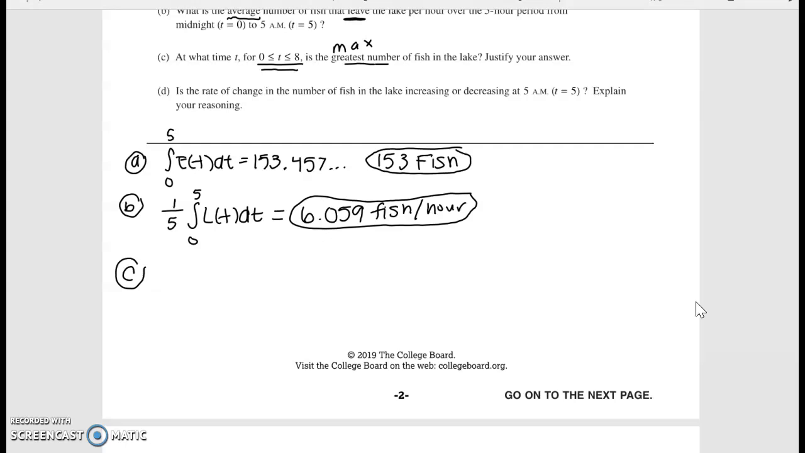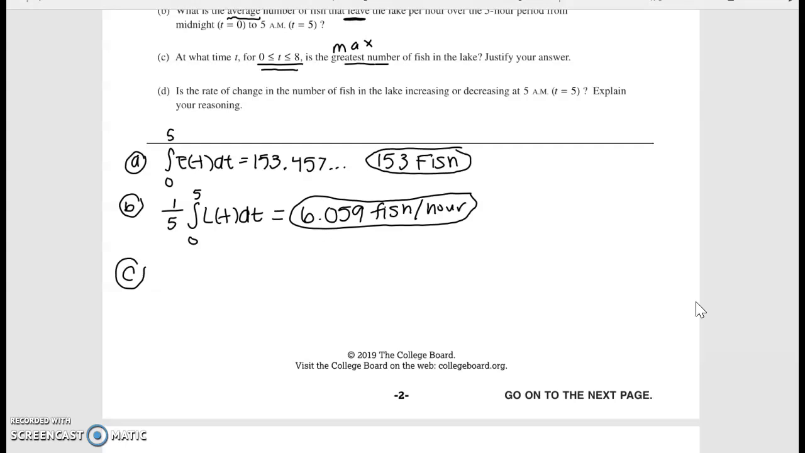Now, the number of fish in the lake at any time T is going to be the amount of fish entering minus the amount of fish leaving. But we know when we want to find maximums and minimums, we're looking at the derivative. E and L are already derivative functions because they're already rates of change. So we have the derivative. All we have to do is set the derivative equal to 0 and make my absolute max chart.